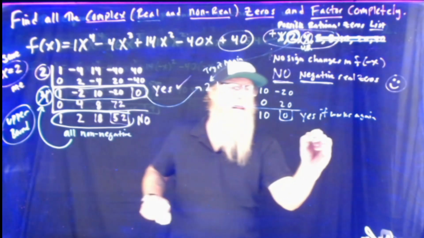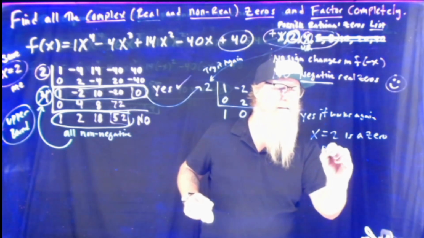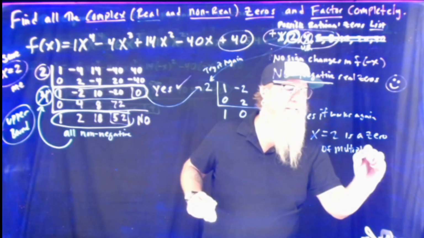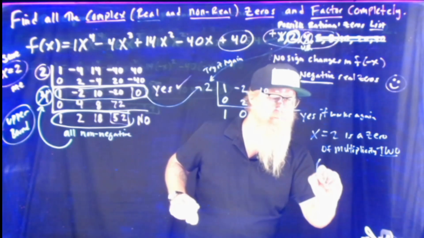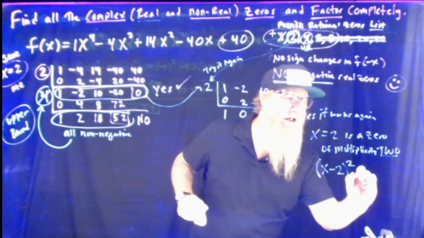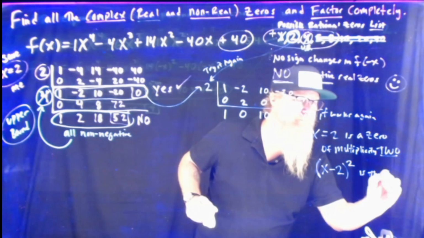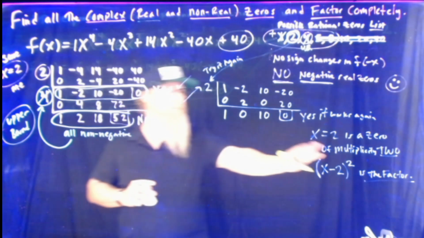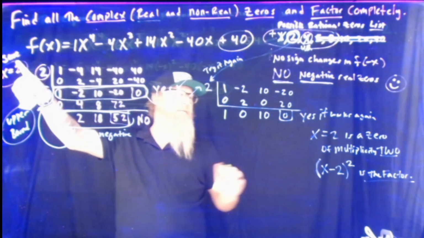So that means that x equals 2 is a 0 of multiplicity 2. In other words, x minus 2 squared is a factor. All right, I hope that's coming up. Yep, looks pretty good. All right, so let's hold on to that. I guess we were saving it over here, but now I have it over here.